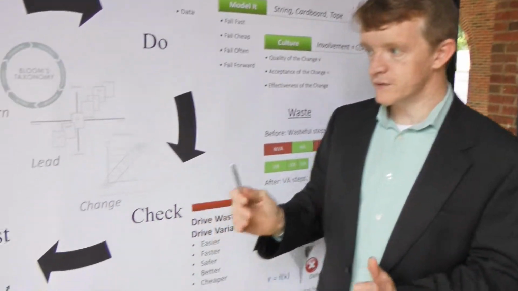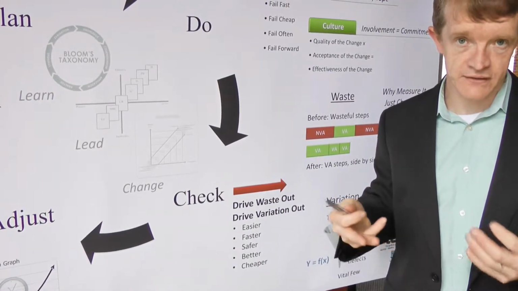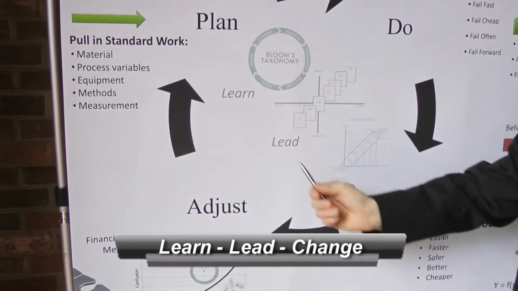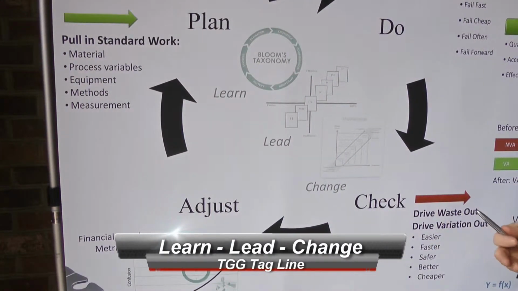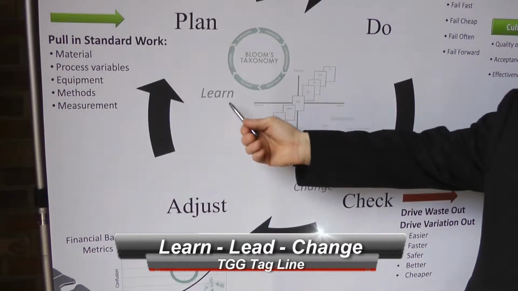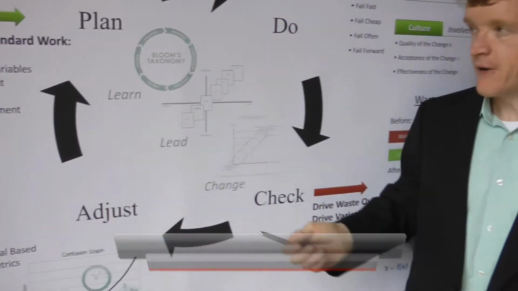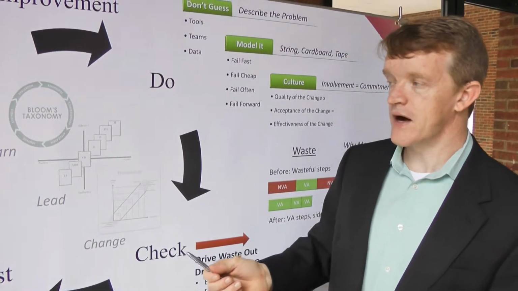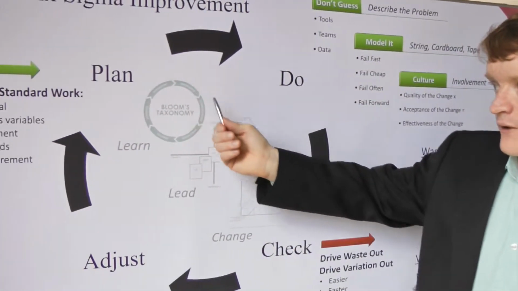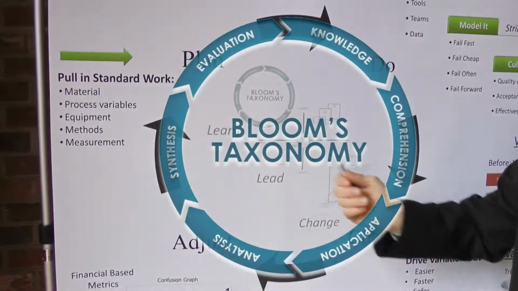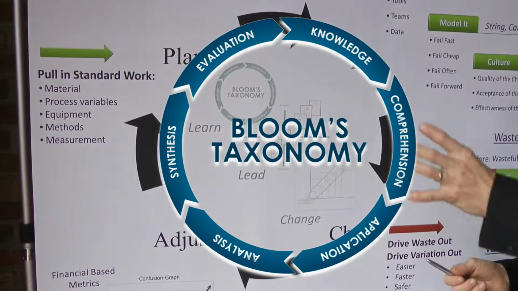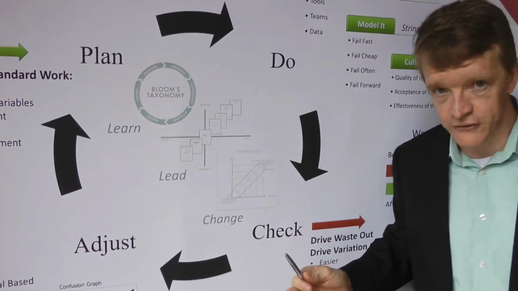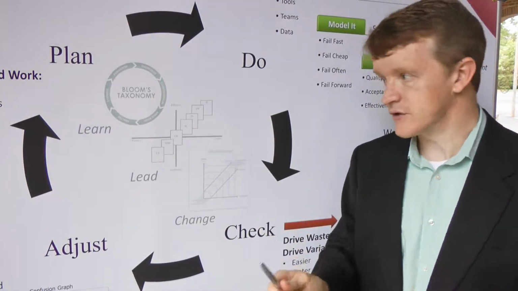The last part is so important that we actually have this as the tagline of our company. TGG's tagline is learn, lead, change. And we believe before we can improve anything, first individuals have to learn. And this is a very, very well-known adult learning model called Bloom's taxonomy. It starts with knowledge and goes all the way through to evaluation. As we begin to go through a PDCA loop, our individuals begin to learn, and then slowly the whole organization drafts behind them, and the organization learns.